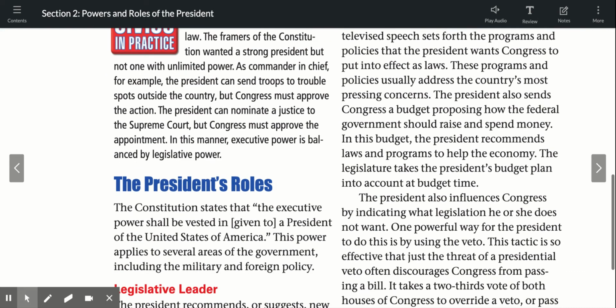So the president can also influence Congress by indicating what legislation he does and does not want. A powerful way that a president can stop what Congress does is by veto. A lot of times, a president will say, "Well, if you pass this bill, I'm going to veto it, so you shouldn't pass it anyway." So that stops Congress from passing bills that they know the president will not sign. Now, if the president vetoes a bill, it goes back to Congress and they can vote 2/3 to override the veto.